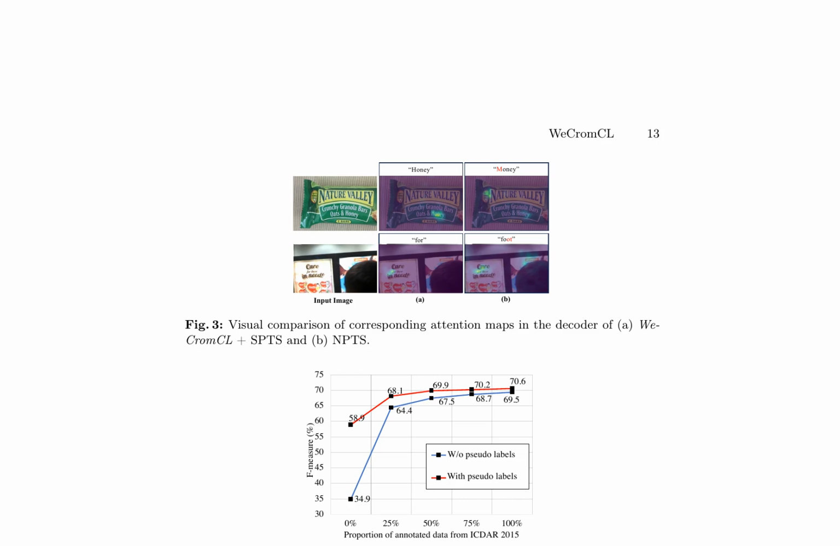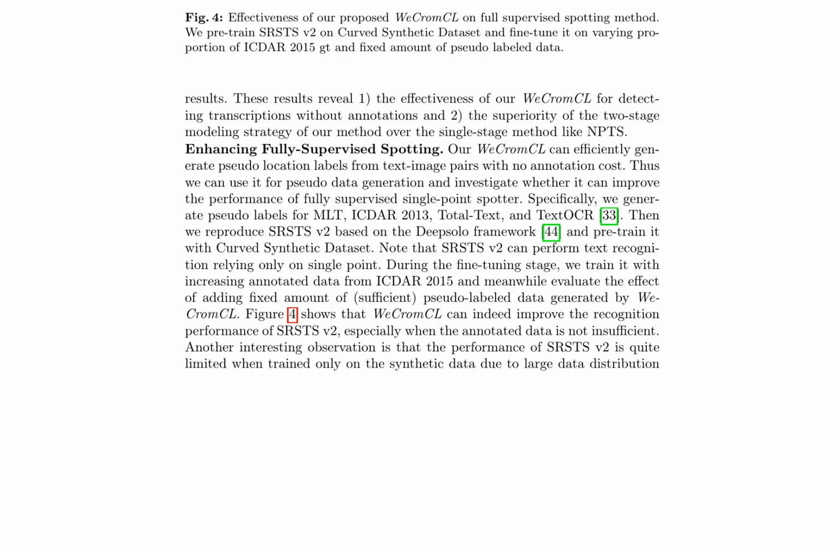The effectiveness of WeCromCL is attributed to its capacity to leverage text-image pairs, generating high-quality pseudo-labels that augment the training data. The visual attention maps provide insight into the spotting process, highlighting the regions of interest where WeCromCL excels. By comparing the attention maps of WeCromCL plus SPTS and NPTS, the superiority of WeCromCL is evident, showcasing its ability to accurately identify and localize targets. The findings suggest that WeCromCL can be a valuable tool for improving the performance of fully supervised spotting methods, especially in scenarios where annotated data is limited.